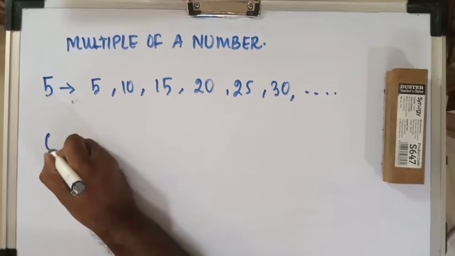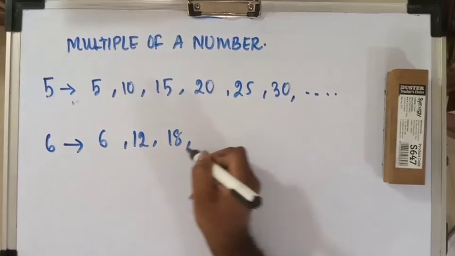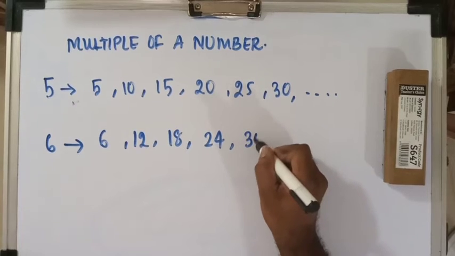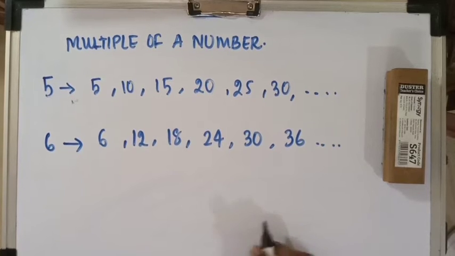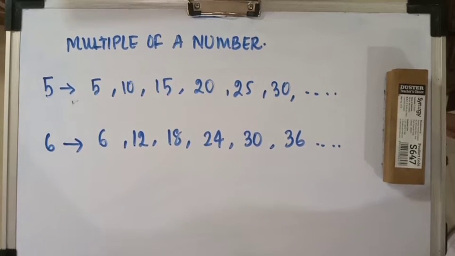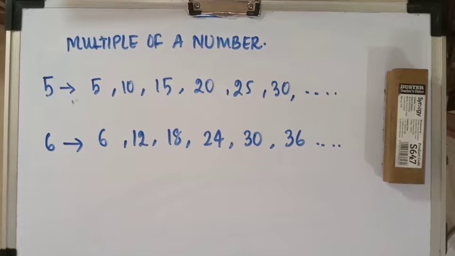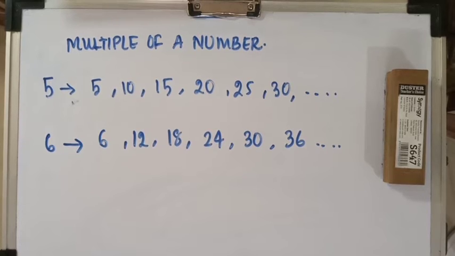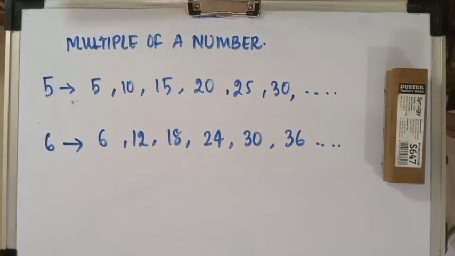In the same way, the multiples of 6 will be 6, 12, 18, 24, 30, 36, so on and so forth. So these are called the multiples of a number. So always remember, whenever they ask you factors, it means the number which is divided and gives you remainder 0. And multiples means a number when multiplied by a natural number, the resultant numbers are said to be the multiples of that number.